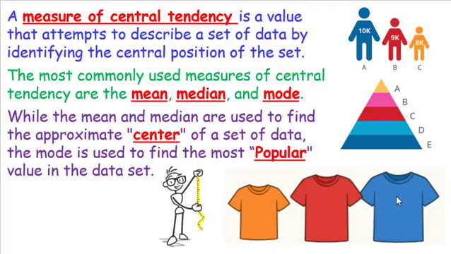A measure of central tendency is a value that attempts to describe a set of data by identifying the central position of the set. The most commonly used measures of central tendency are the mean, median, and mode. While the mean and median are used to find the approximate center of a set of data, the mode is often used to find the most popular value in a data set. Notice that each red figure or portion is the middle, the center. That's what we're looking for when calculating the mean or median.